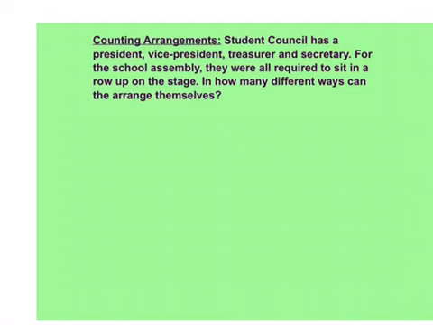So I'm going to think of my stage, and on my stage I have 4 different seats. When my members walk up, I have 4 different people that get to choose which one is going to sit in the first spot. So I have 4 different options for the first spot. Once one person sits there, we can't put them in a different spot. So then the next spot, we only have 3 options of people to sit there, and then 2 and 1.